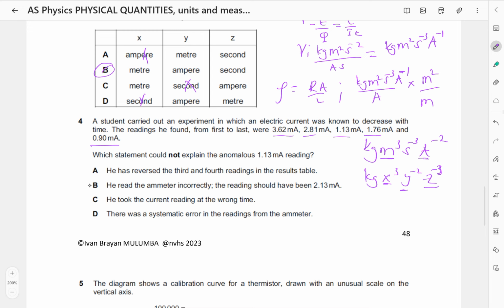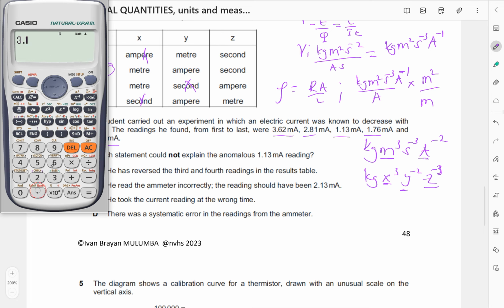So here we notice that from 3.62 we move to 2.81. There is a decrease of about, what is that difference? 3.62 minus 2.81. There's a difference of 0.81. Then 2.81 minus 1.13.